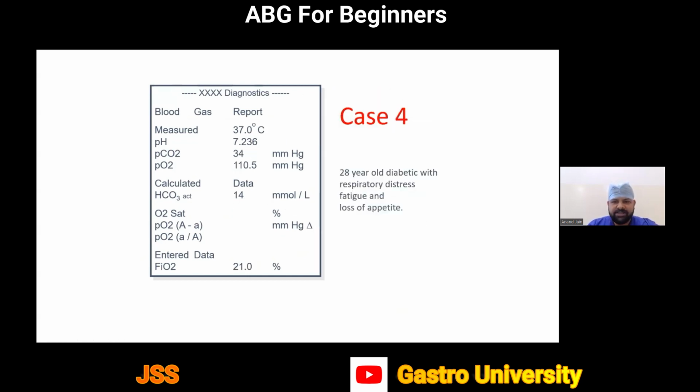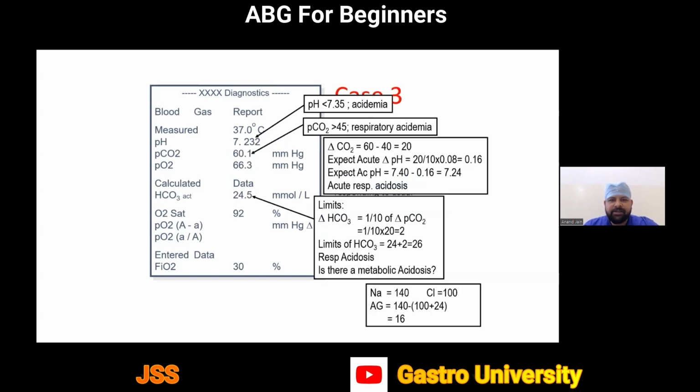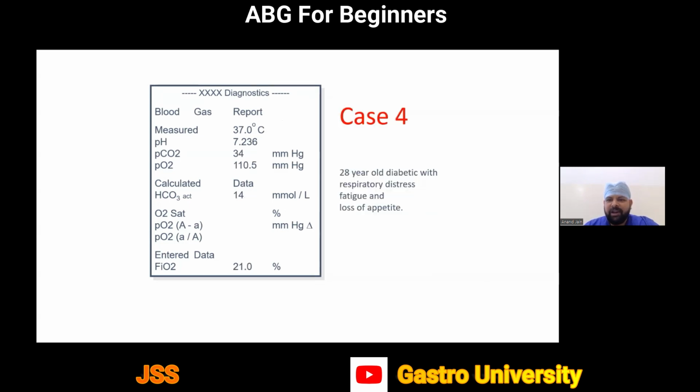Coming down to our next case. This is a 28-year-old diabetic patient with respiratory distress and fatigue, who presents to us in the emergency. Let's start with case 4. When we look at the ABG, the pH is 7.236 and the PCO2 is 34 with a PO2 of 110 and a bicarb of 14.